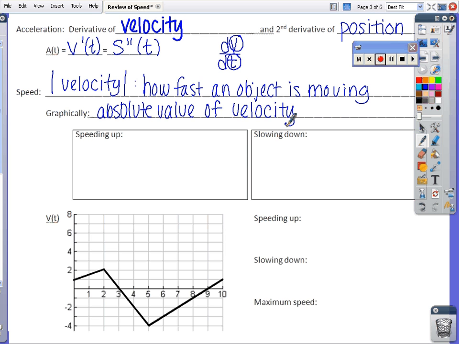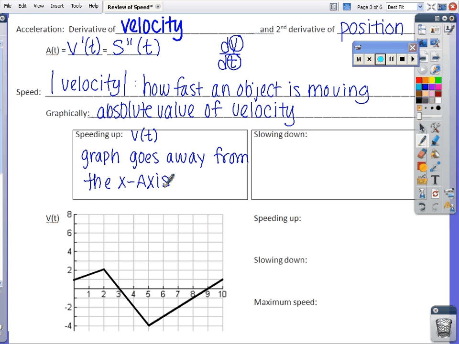So I'm going to do the graph of speed first. Actually, maybe I'll do that at the end. I actually want to talk about speeding up and slowing down using a velocity function. So in speeding up and slowing down, given velocity, speeding up means that the absolute value of your velocity is getting bigger and bigger and bigger. Now, the best way for me to describe that graphically is to say that the graph goes away from the x-axis.